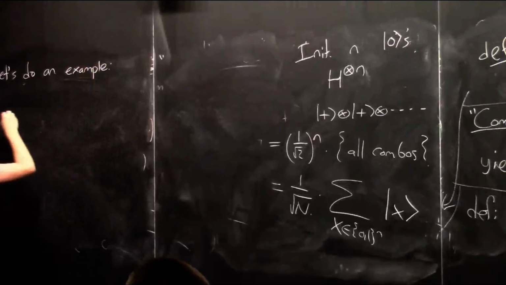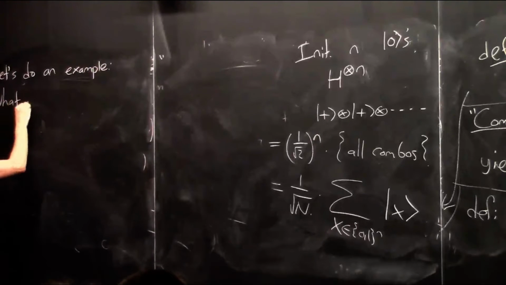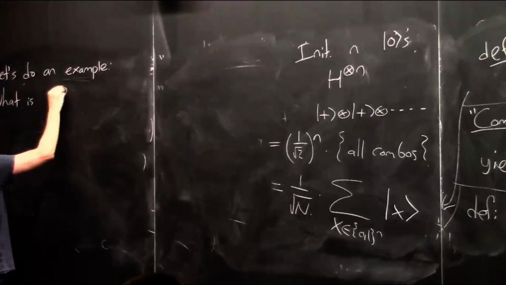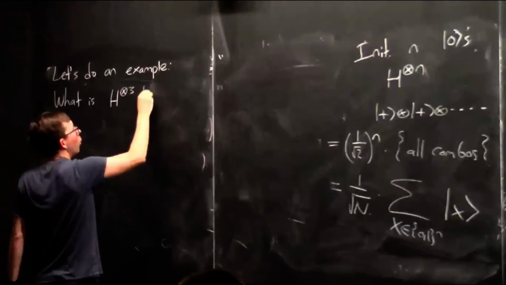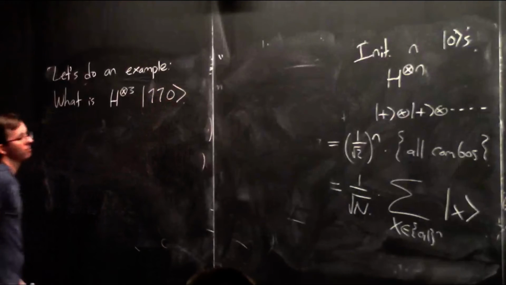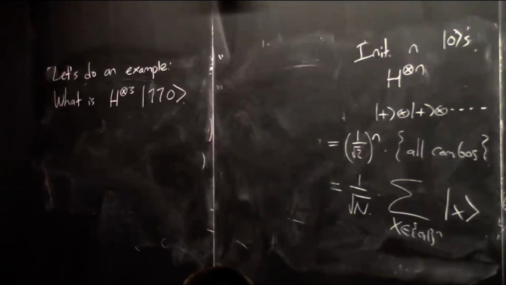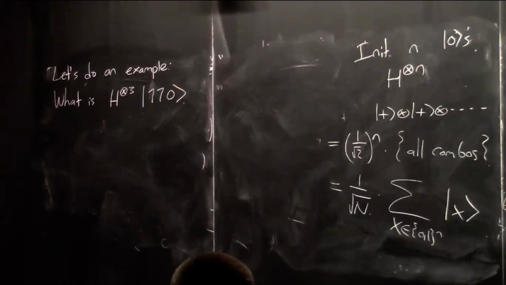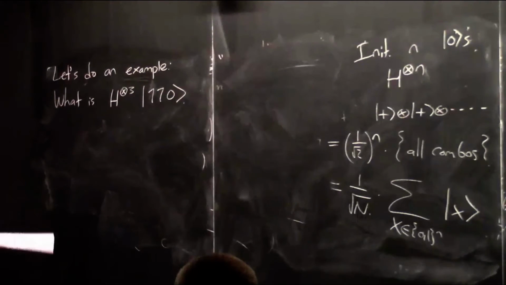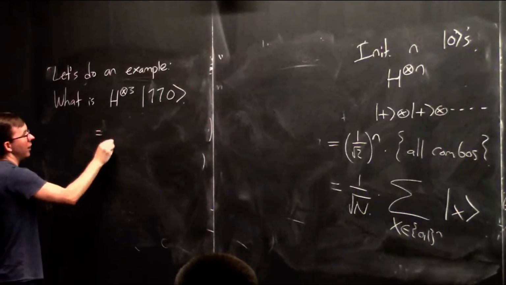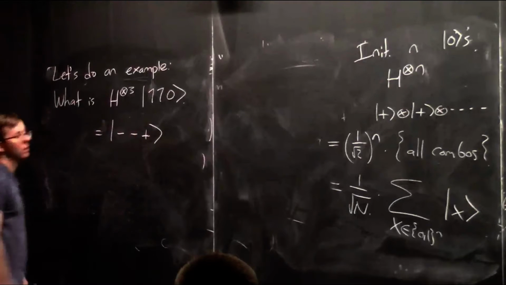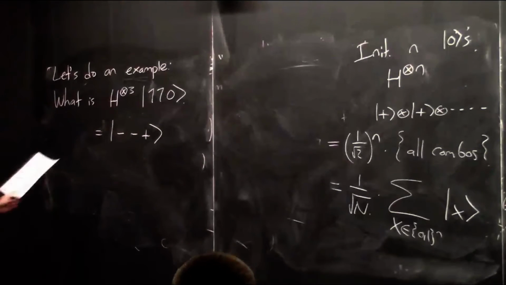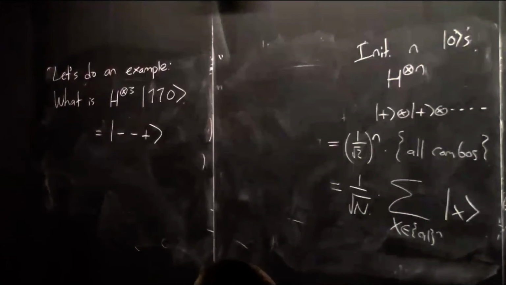Okay, say n is 3, and we want to know what is the Hadamard transform of the qubit state 1, 1, 0. That's one of the 8 things we have to figure out if n is 3. Now let's figure this out. Well, we know it's minus, minus, plus. But now I want to re-express this not in the minus plus basis, but in the 0, 1 basis.